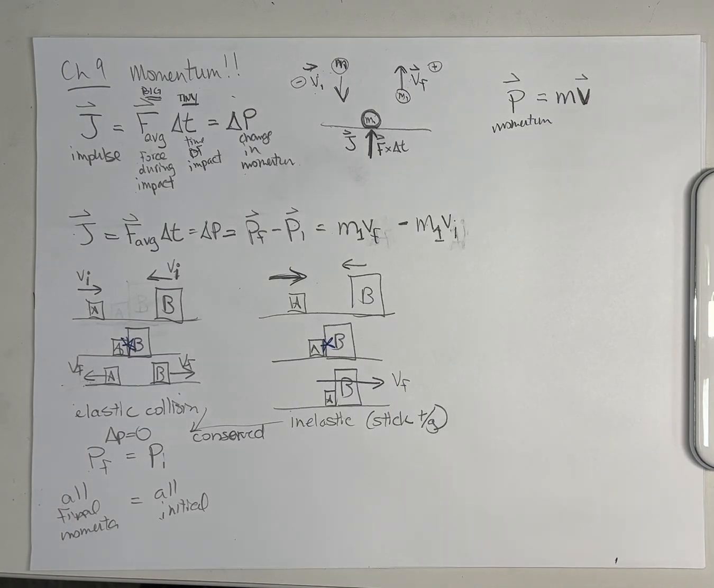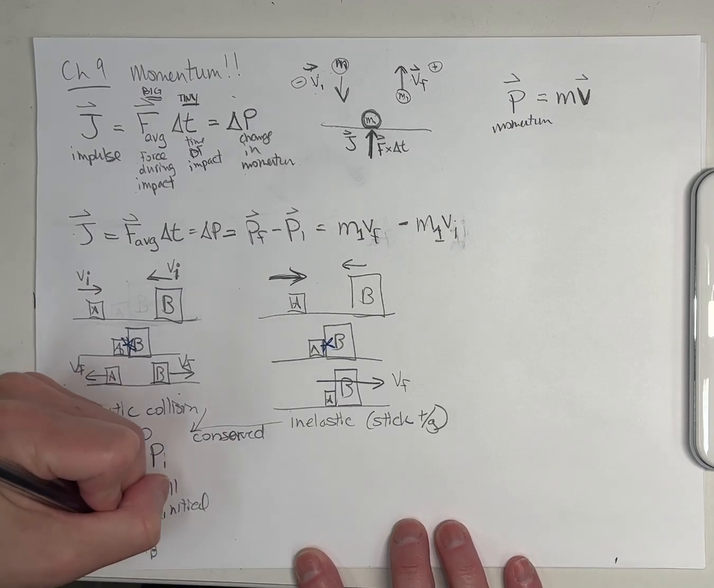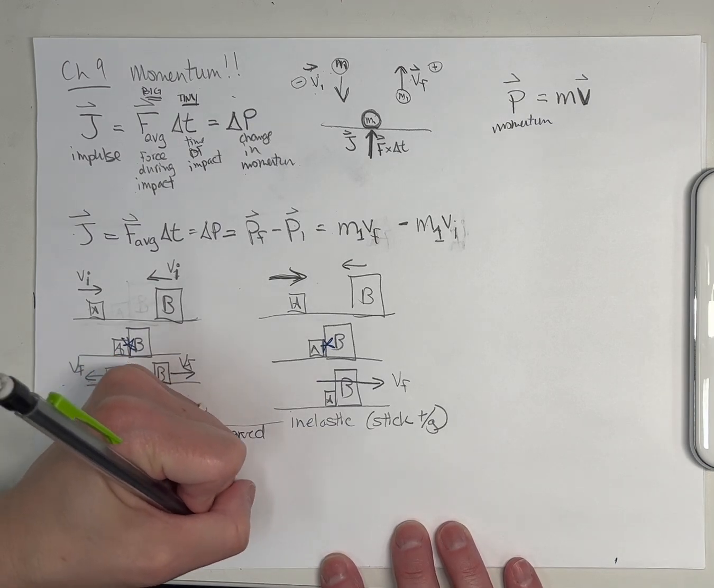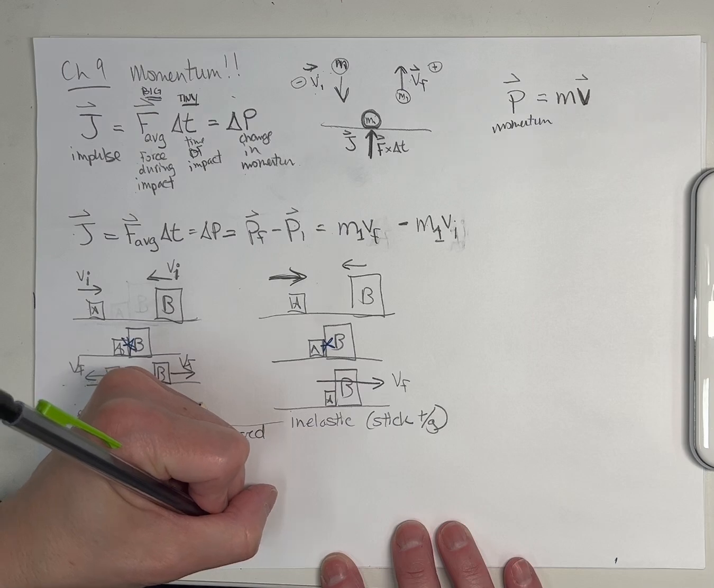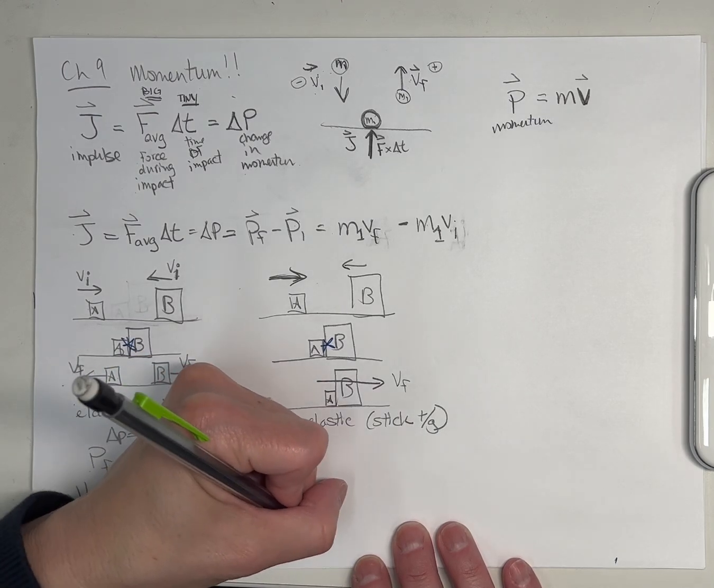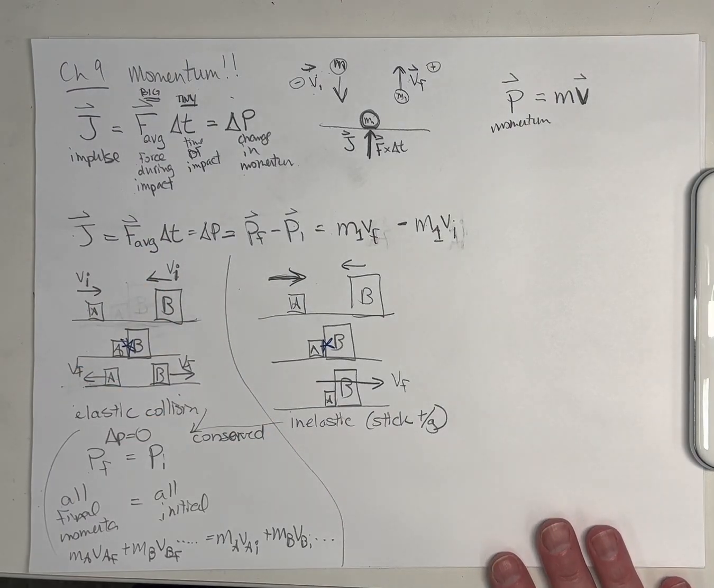So do I have enough space? Yeah, so I'd write mass A, velocity A final, plus mass B, velocity B final, and however many there are, is equal to mass A, velocity A initial, plus mass B, velocity B initial, and so on. And that's how elastic collisions work.